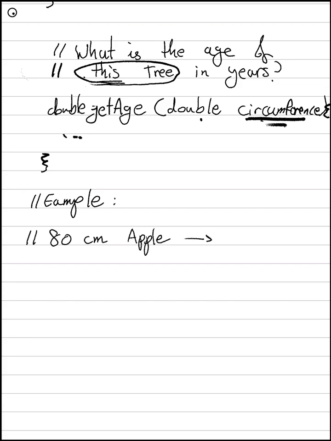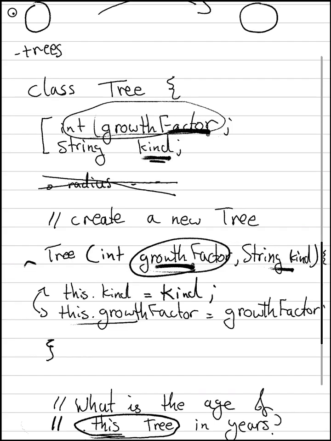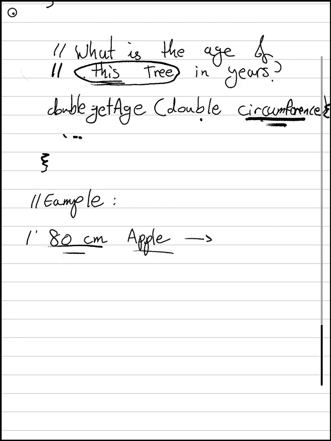Here's the problem I have though. You're giving an example with information that a tree doesn't have necessarily. So if we look back to the tree class, it should have a growth factor and it should have a kind. So in your example, we should have an example tree. And then an example tree would have kind, it's an apple tree, and let's say a growth factor of 6. Does that make sense? Okay. Yes, it makes sense.